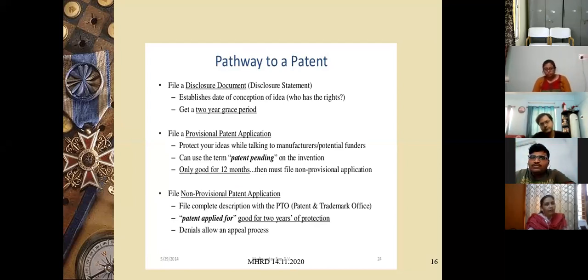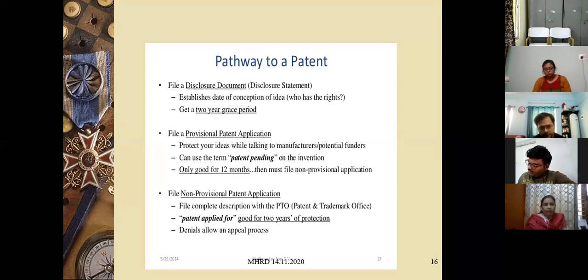Then you can file for either a provisional patent or non-provisional patent. Now, provisional patent is always preferable because it protects your ideas while talking to the manufacturers. And whenever you want to sell, you can use the term "patent pending", which means it is giving you some protection. But one thing is, provisional patent application is valid only for 12 months. After that, you have to go in for a non-provisional application.